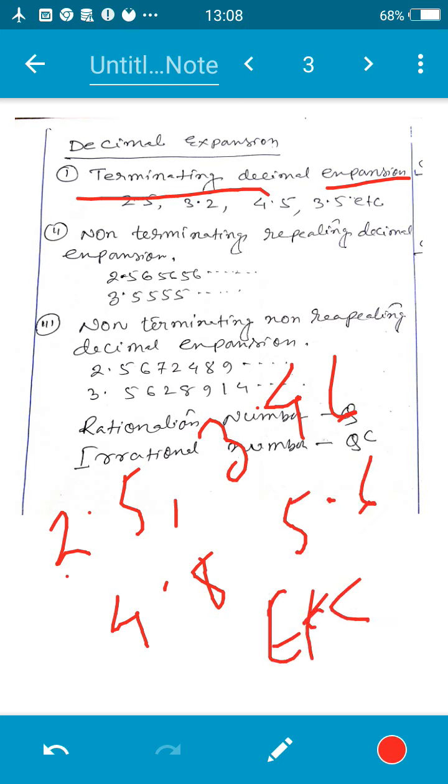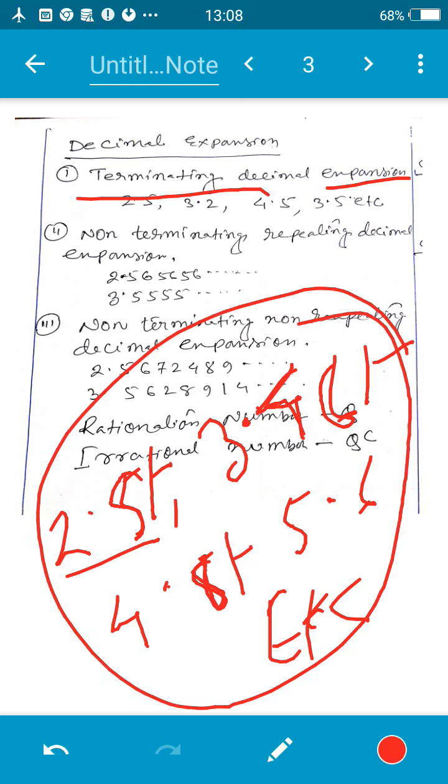Then here 2.5, after this decimal only one digit 5 is there, then thereafter it is terminated. Here after this decimal 4.6, there are two digits and this terminated. Then after this decimal, here only one digit is there, here after it is terminated. So these are the examples of terminating decimal expansion.